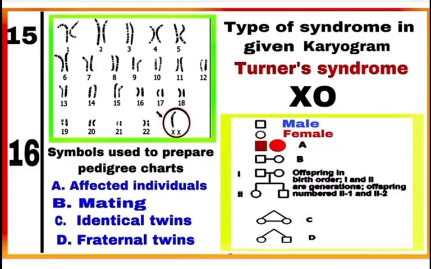Come to 16th picture. It is showing symbols used for preparing pedigree chart. Here, A, B, C and D are. A is used to represent affected individuals. B is used for mating and C is used for identical twins, while D is used for fraternal twins.